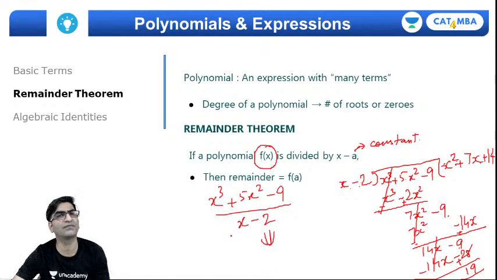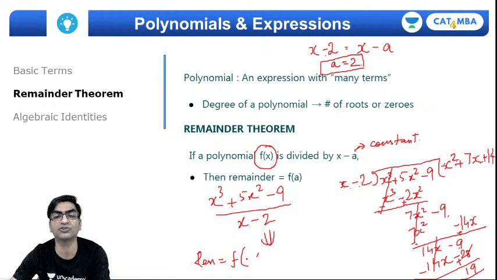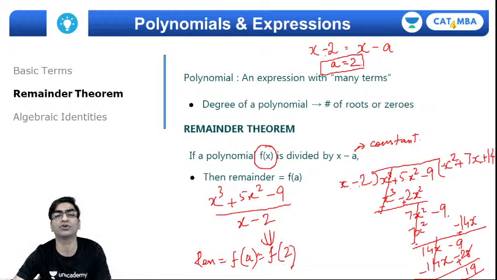But can I use the remainder theorem? The remainder theorem says the remainder should be equal to f of a. What is a here? If you consider x minus 2, we were supposed to divide by x minus a. In this case, that is x minus 2. Clearly, this suggests that a will be 2, right? And if a is 2, the remainder should be f of 2, right?